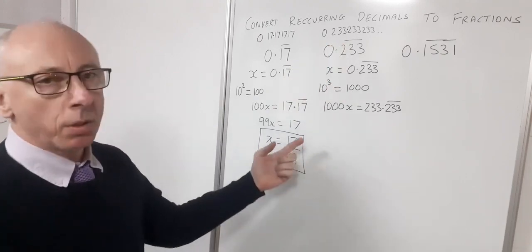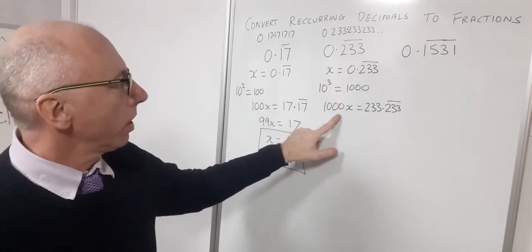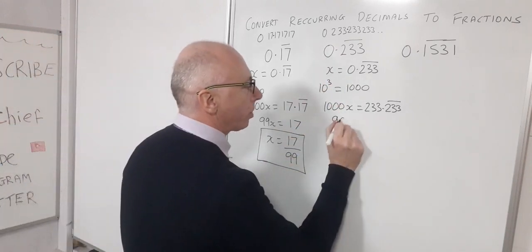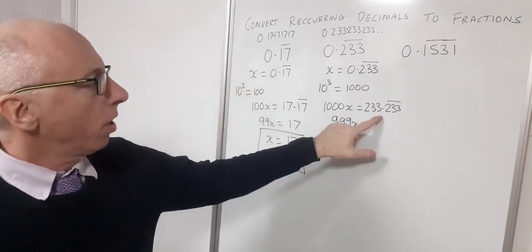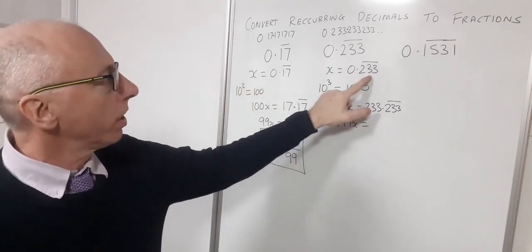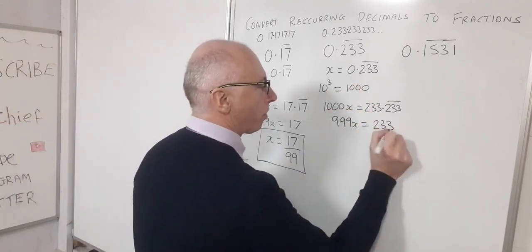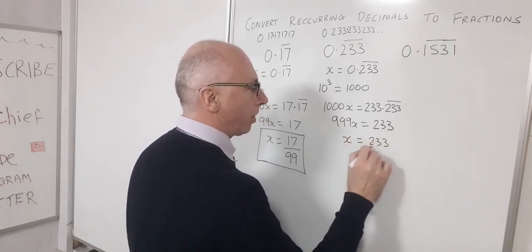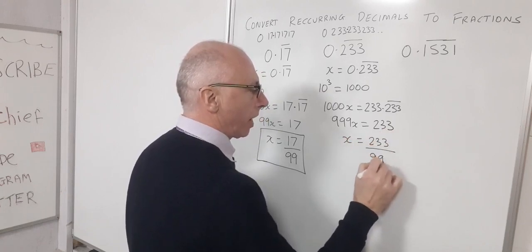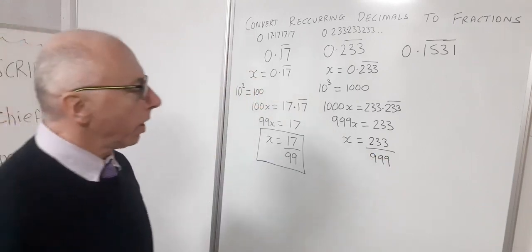Again, what we can do now is subtract x from both sides. This side will have 999x, and on this side we're just left with the whole number, because the recurring part will just disappear from the end. So now we've got 233. So now x equals 233 divided by 999. And that is my answer.